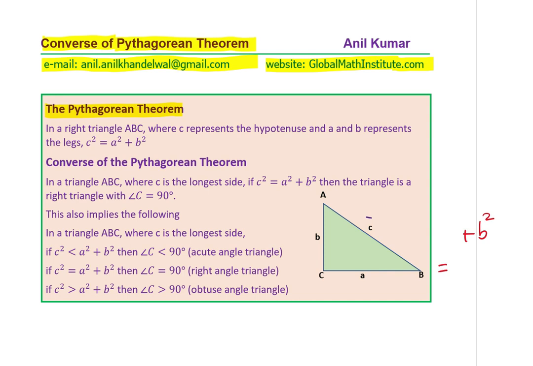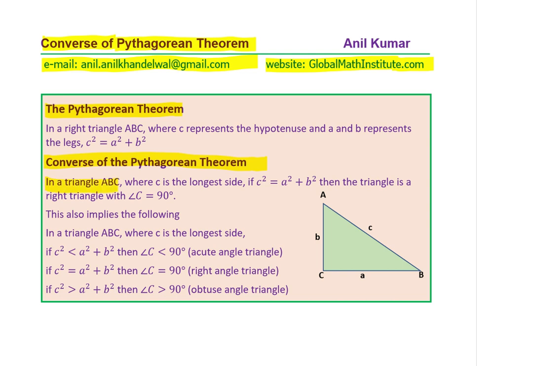So conversely, if I am able to say that a square plus b square is c square, in that case, again, it is a right angle triangle. Makes sense. But not only that, we can derive more things from a square plus b square and how it is related with c square. And therefore, let's focus on this particular term, the converse of Pythagorean theorem.